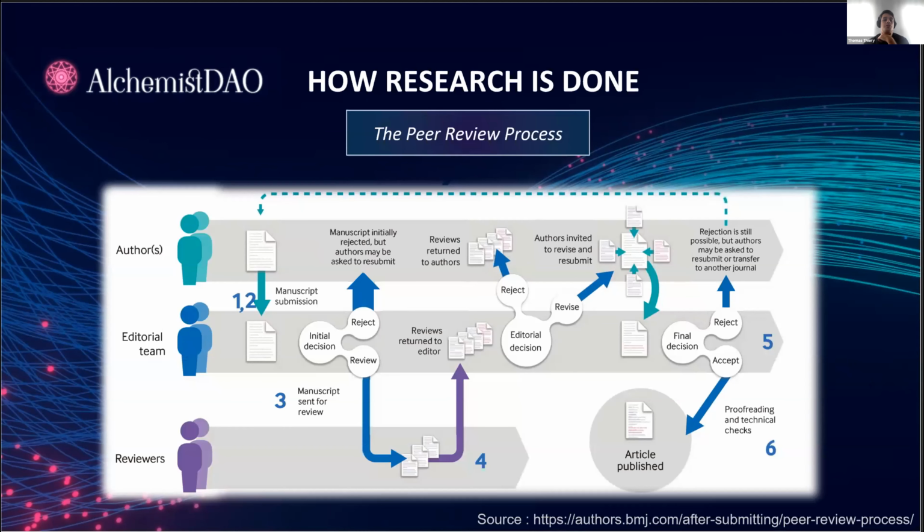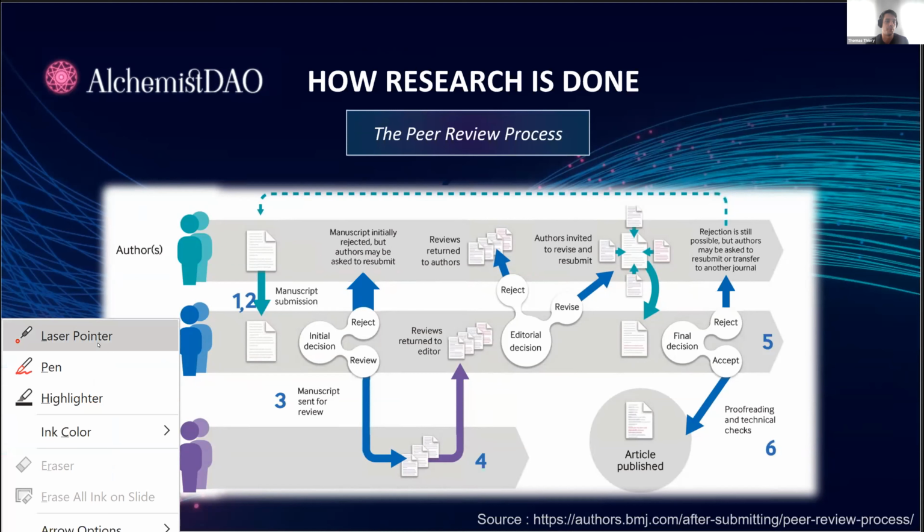So how is research done? This is about academia, and one big part of research is the peer review process. I want to give you an overview of what's happening in academia, and then you'll see how this can translate to some of the aspects we have designed for the system within the DAO. So it all starts with researchers, right?